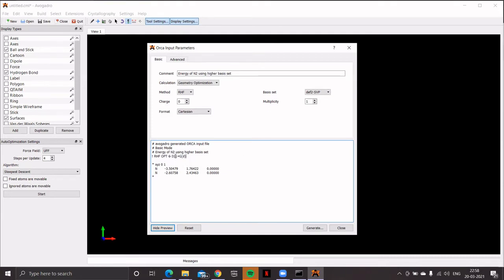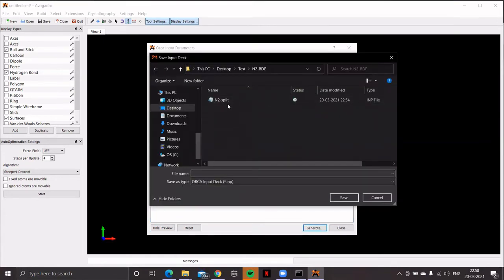So we have used a higher basis set, a split basis set. A complete discussion regarding these basis sets will be in the next module in the theory section. Now click on the generate button and then make input. So into split, and then I already had a file.